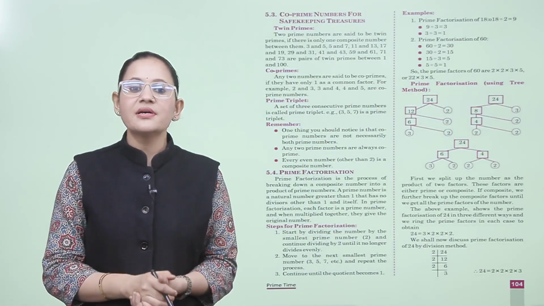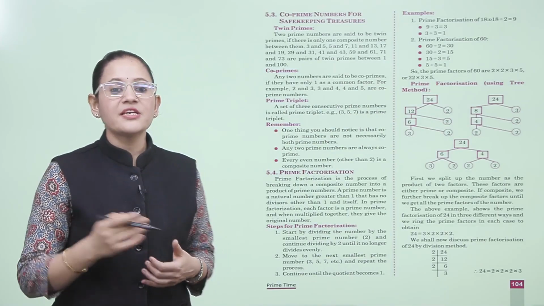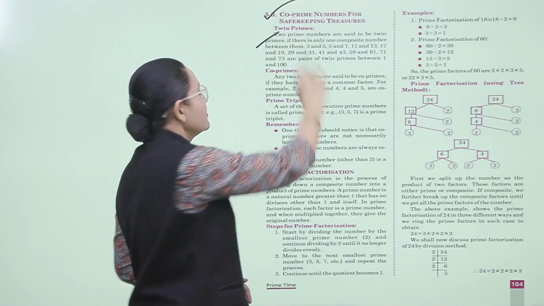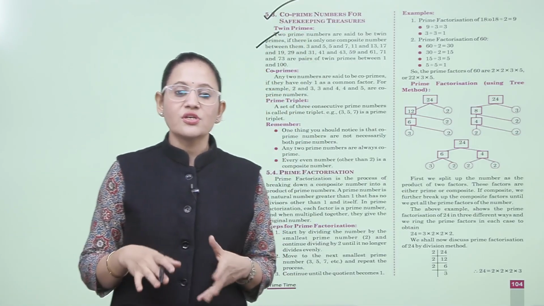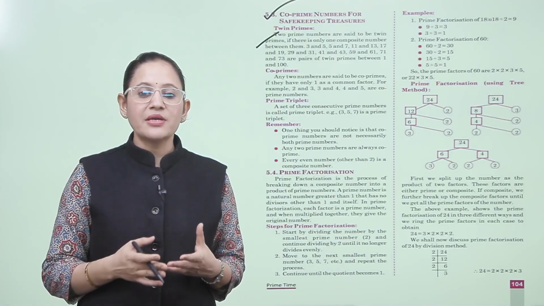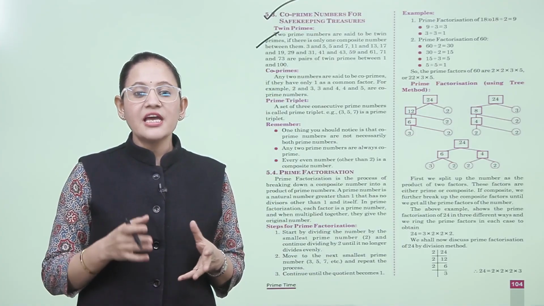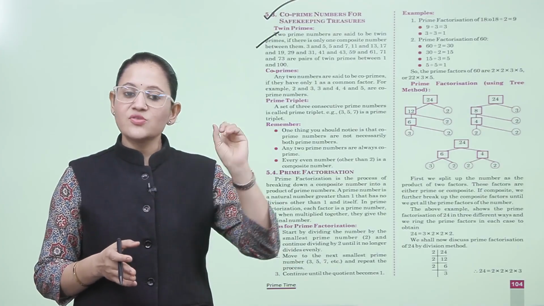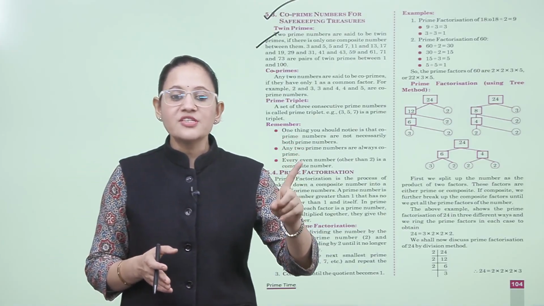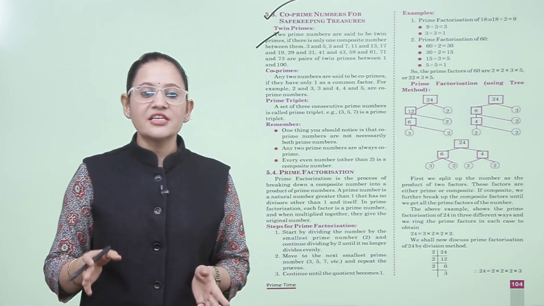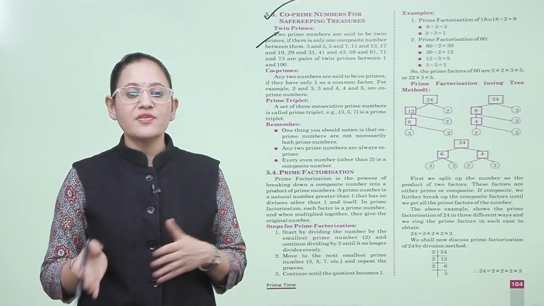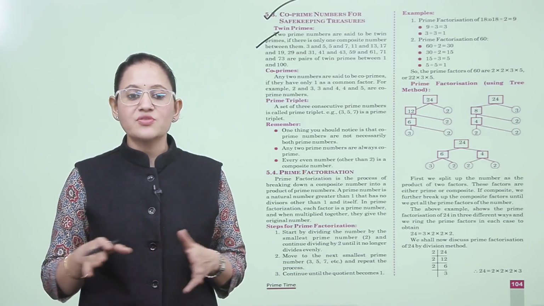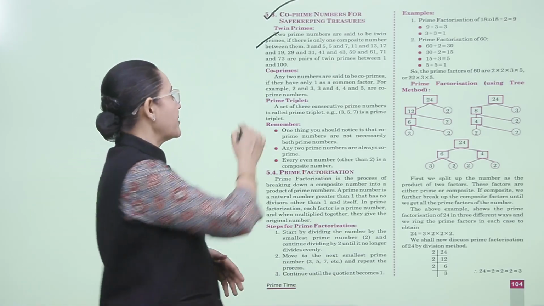Next is co-prime numbers and twin primes. So first we'll take twin primes. As the name shows, 2 prime numbers are said to be twin primes if there is only one composite number between them, like 3 and 5. There is one composite number between them, that is 4. 5 and 7, 11 and 13, 17 and 19, 29 and 31, 41 and 43, 59 and 61, 71 and 73 are the pairs of twin primes between 1 and 100.